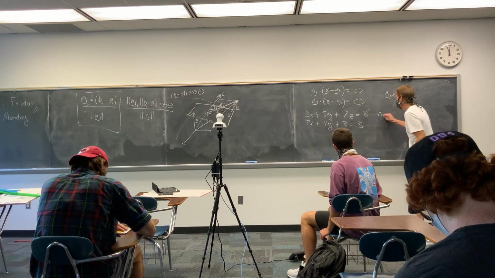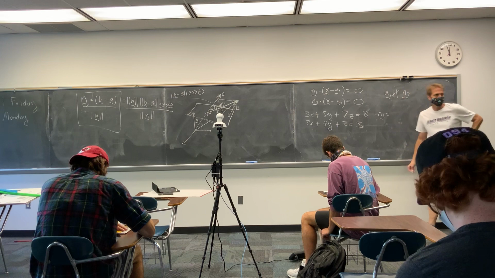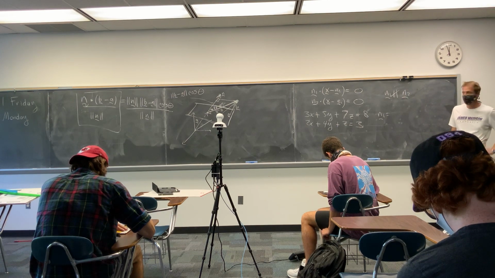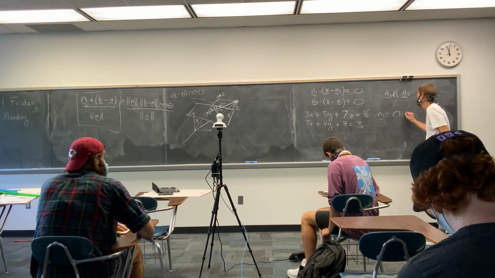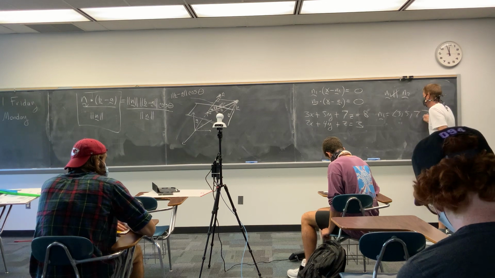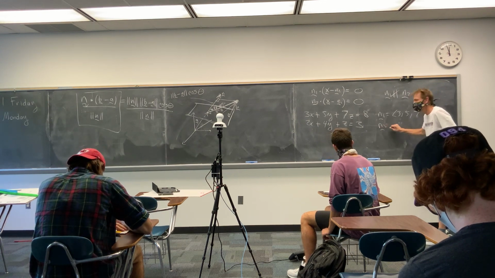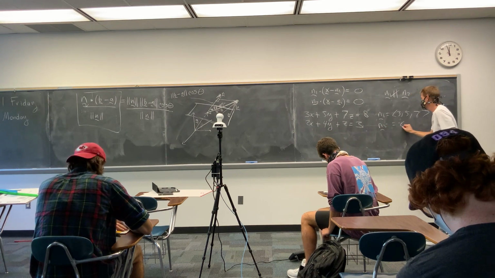David, what's the normal vector to the first plane? 3, 5, 7. Robert, what's the normal vector to the second plane? 2, 4, 1.